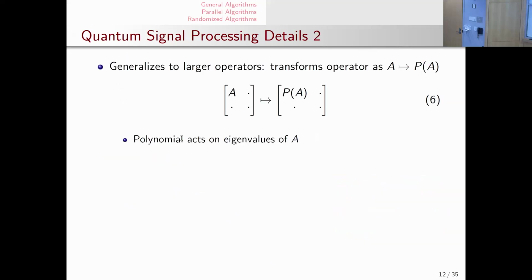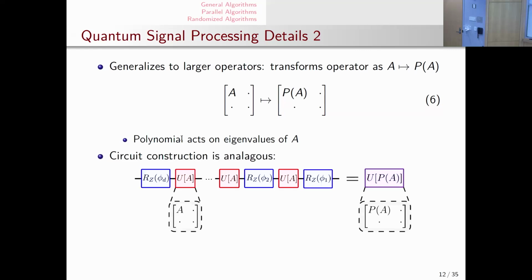But rather miraculously, this generalizes to larger operators. If we consider A to be an arbitrary n-qubit operation, on some arbitrarily large system, we can design a sequence that maps this operator on the left that block encodes our matrix A, kind of like our X rotation that block encoded cosine of theta, to a unitary that now block encodes a polynomial of A. Believe me on this, where this polynomial acts on the eigenvalues of this.